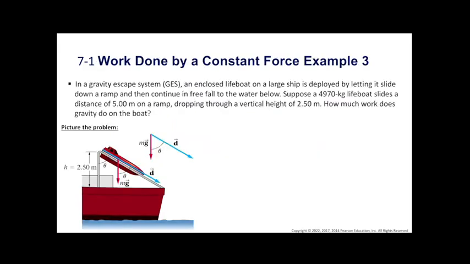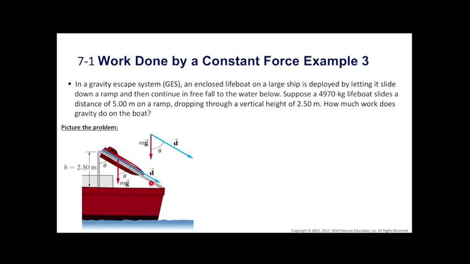Now, let's see an example using that formula. In a GES system, an enclosed lifeboat on a large ship is deployed by letting it slide down a ramp and then continuing free fall to the water below. Now, suppose the mass of the lifeboat is 4,970 kg and it slides a distance d of 5 meters on the ramp, dropping to a vertical height of 2.50 meters, that is h. We are to find the work done by gravity on the boat.